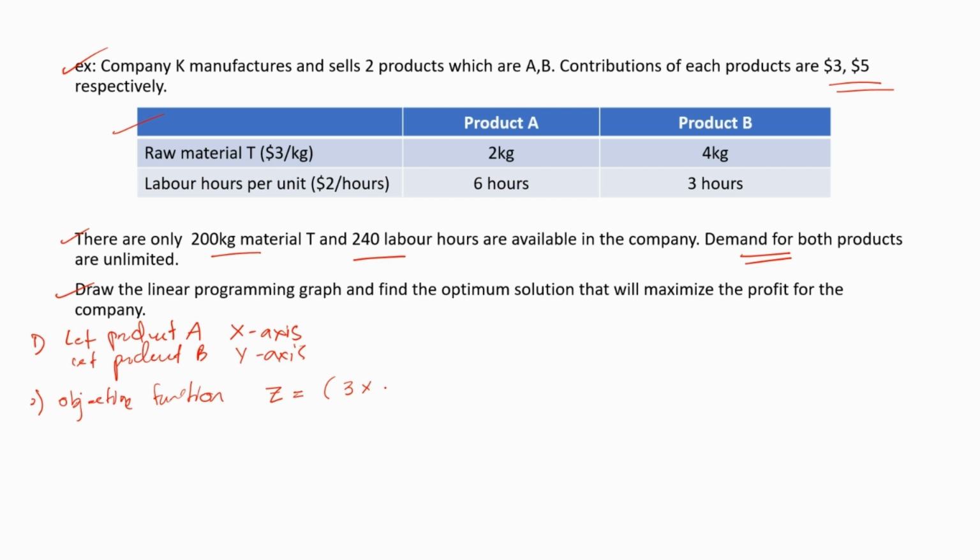We do not know the number of units of product A, but we know the x-axis represents product A. So we put x here. Plus, for product B, the contribution per unit is 5 multiplied by y, because the y-axis is representing product B. So this is the objective function: Z = 3x + 5y. X and y values are the number of units of each product. So this equation will give us the total contribution.